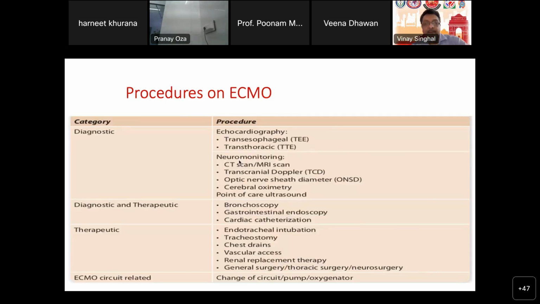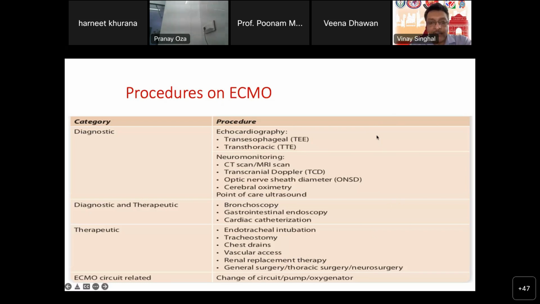So, what are the procedures we have on ECMO? They could be divided into diagnostic procedures, therapeutic procedures, and procedures related to the ECMO circuit. Diagnostic procedures are usually non-invasive, like echocardiography, transesophageal echocardiography, or transthoracic echocardiography. These can be done at the bedside, are non-invasive, need no change in anticoagulation, and can be done easily. And again, neuromonitoring and CT scan or MRI scan.